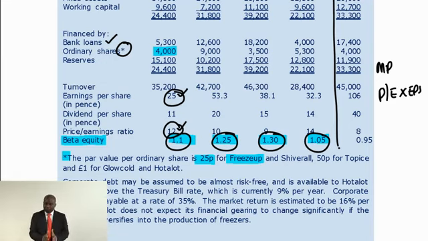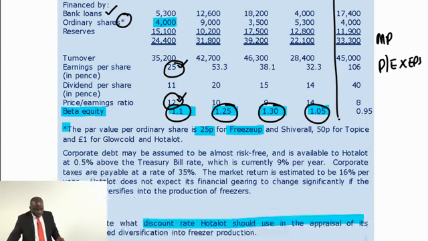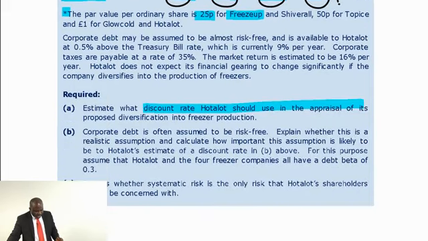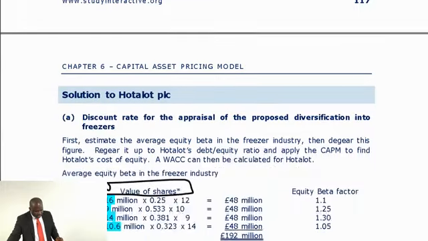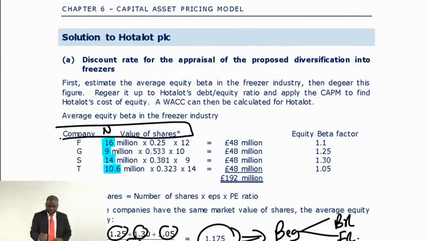If you can do it for Freeze Up, you should be able to do it for all of them. That is the reason why I'm doing one. So the earnings per share is 25 pence, and then the PE ratio is 12. So you see that to get that market price, we multiply the PE ratio and the earnings per share. For all the other companies, we pick their earnings per share and PE ratios, multiply, and then multiply by the number of shares, and we get their market values.